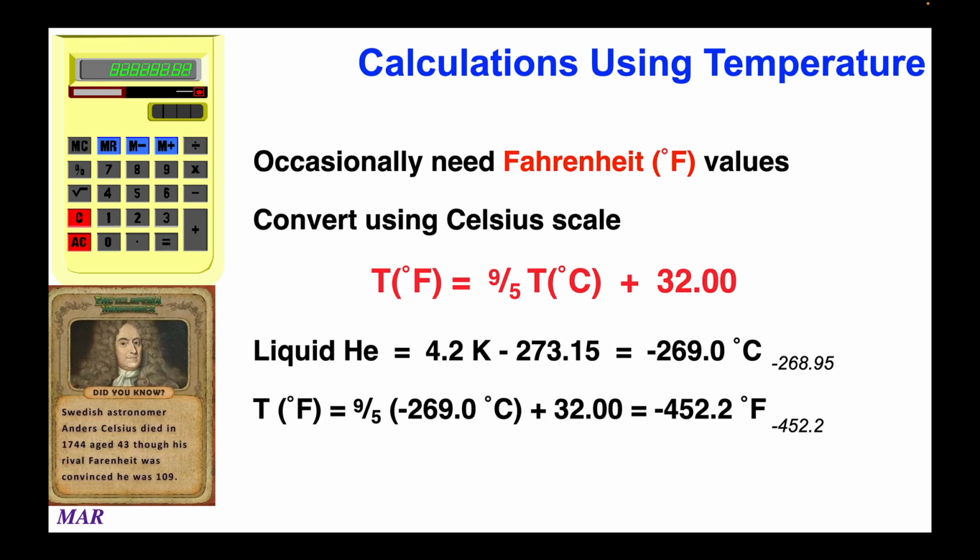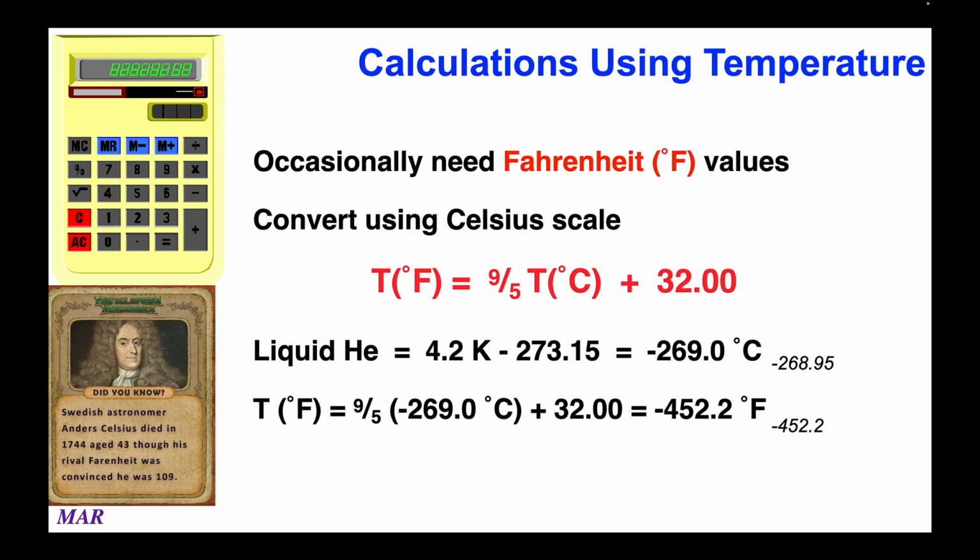So if we wanted to turn the liquid helium temperature of 4.2 Kelvin into Fahrenheit, what I would do is I would first take the Kelvin temperature, subtract 273.15 from it to get minus 269.0 Celsius. So that's the Celsius temperature for liquid helium. Then if I wanted that temperature in Fahrenheit, I would multiply 9/5 or 1.8 times minus 269.0. I would add 32, and you get minus 452.2 Fahrenheit, which is freaking cold.